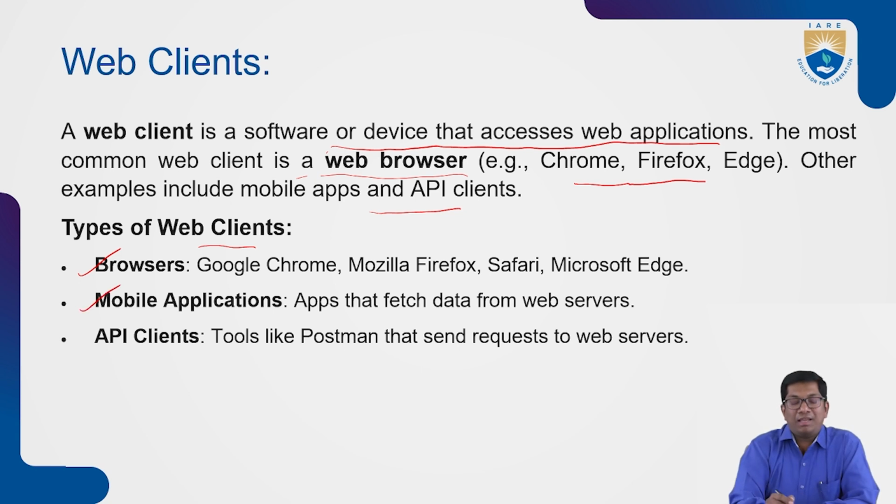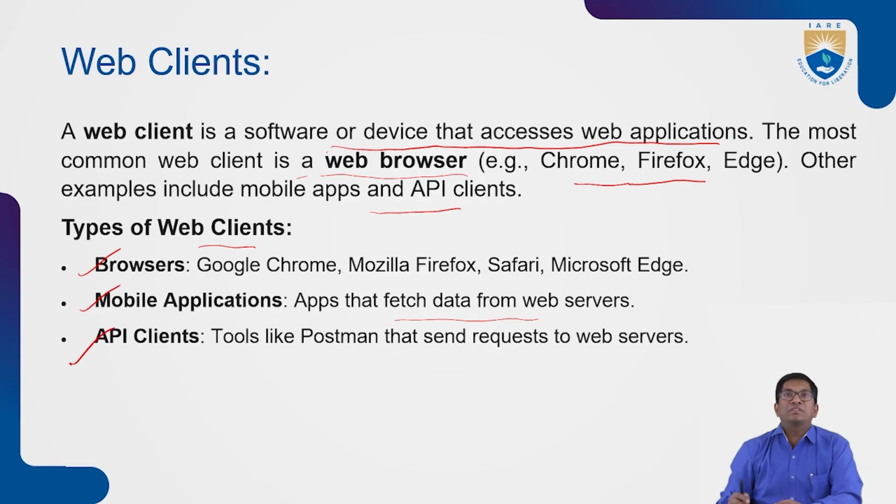Mobile applications: applications that fetch data from web servers. By using applications in mobiles, we can install the application and communicate whatever information we need, and we can do transactions. Next, API clients: tools like Postman that send requests to web servers.